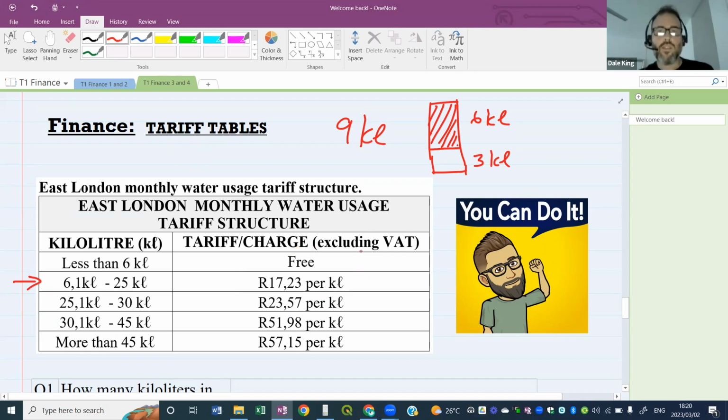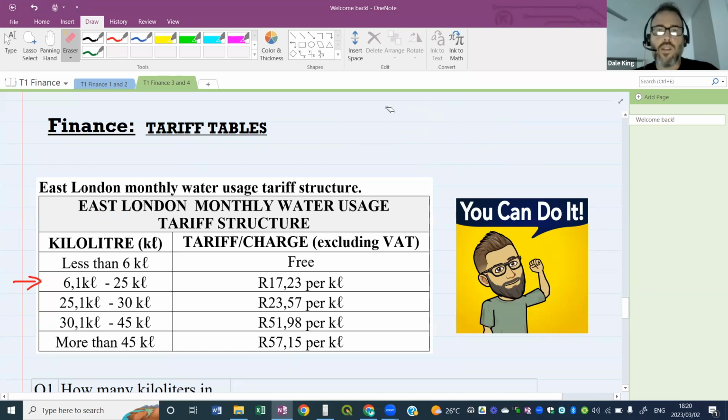So they take off the first 6 and they don't charge you for it. Then they see how much is left. We've still got 3 kiloliters. In total, you've used more than 6, so those 3, which are now in the next category above 6, must get charged at 17 Rand 23. Now if that is confusing, it will make sense as we start the calculations, and I'll show you how we do that. Let me remove that diagram there.